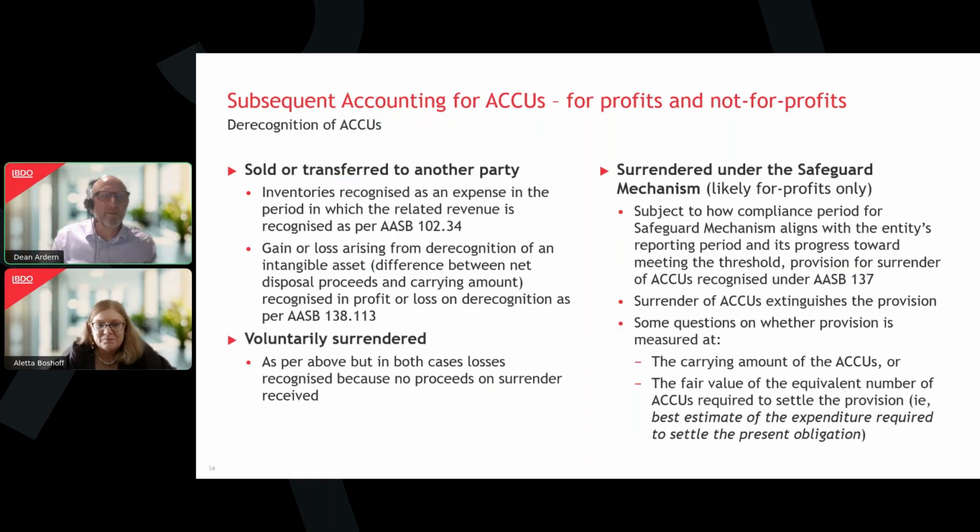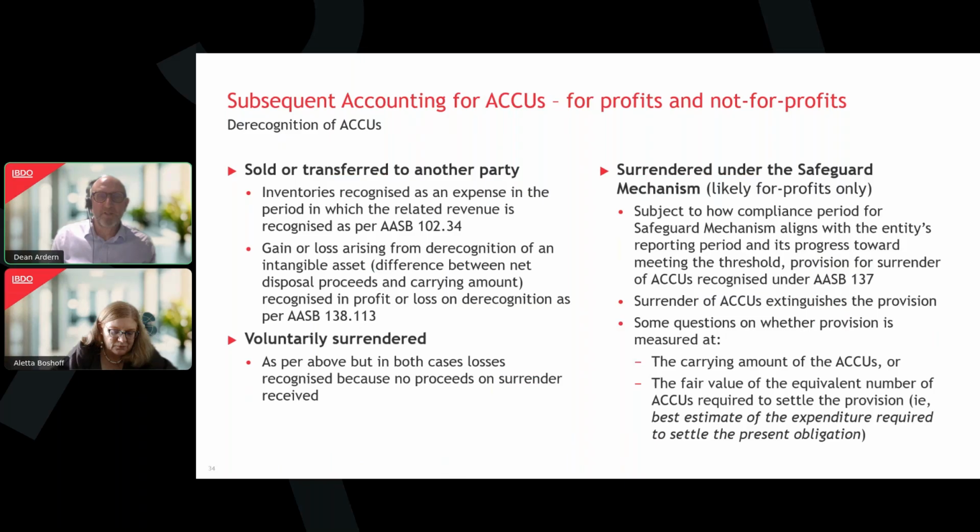Interestingly, though, when we start talking about surrendering, that can bring in some interesting accounting questions as well. So I've listed a couple there. Sold or transferred to another party, pretty straightforward, but the accounting slightly differs depending on whether you've classified it as inventory or as intangible assets. If inventory, you recognise an expense in the period in which the related revenue is recognised as per AASB 102.